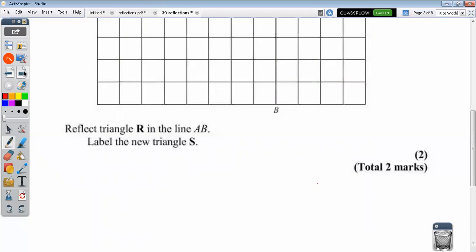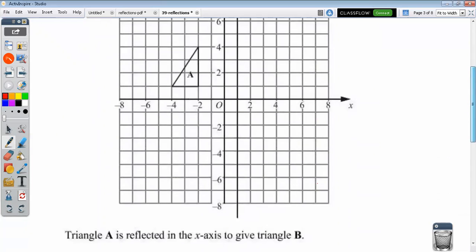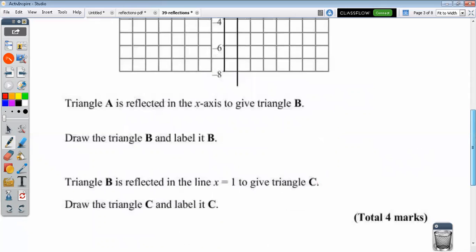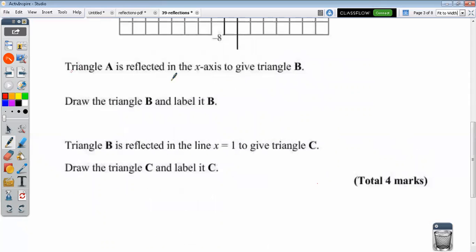Now I'll skip this one. I think there's some typing. So you see, they are now giving you the lines. Okay, let's do that together.